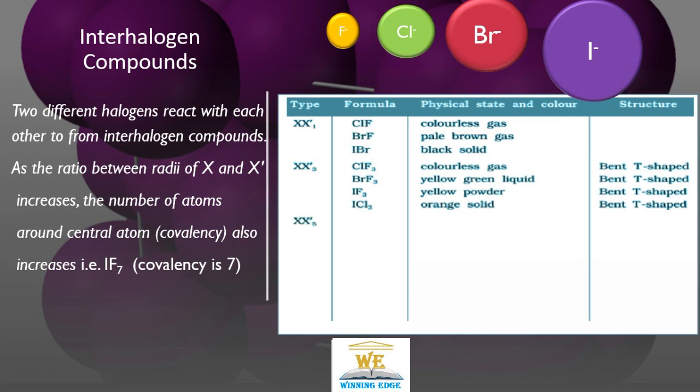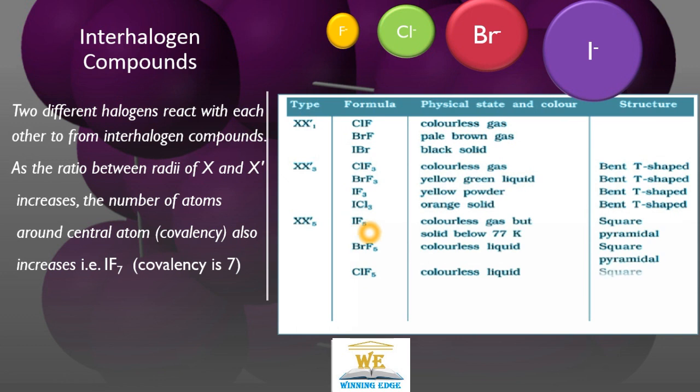Now third is XX'5. IF5, BrF5, ClF5 are possibilities, and all these have a square pyramidal geometry. First, IF5 will be a colorless gas. Remember, most of the fluorides we have seen here are gases. Bromine pentafluoride is a colorless liquid. Chlorine pentafluoride is a colorless liquid again.